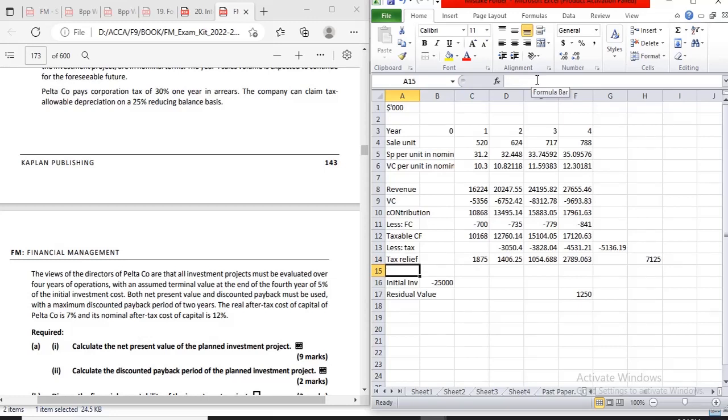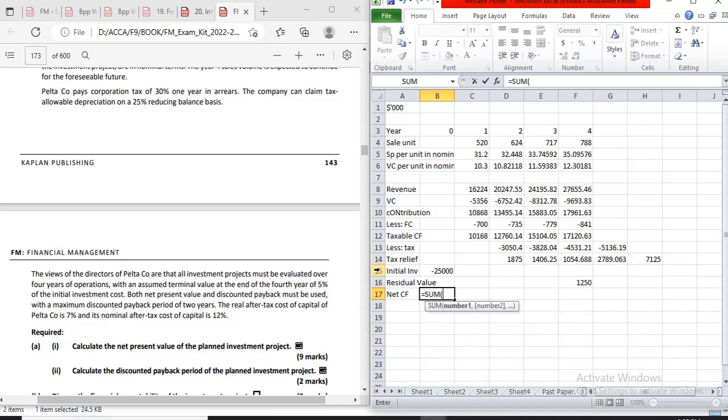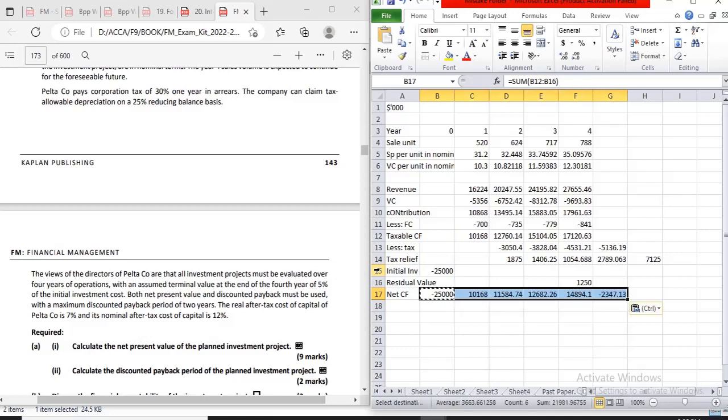Okay, so all done. Now net cash flow will be, and tax will be paid in arrears and relief will also be received in arrears. So we have separated this amount over here. Sum. Okay, so this is our net cash flow and the question has told us to calculate NPV.